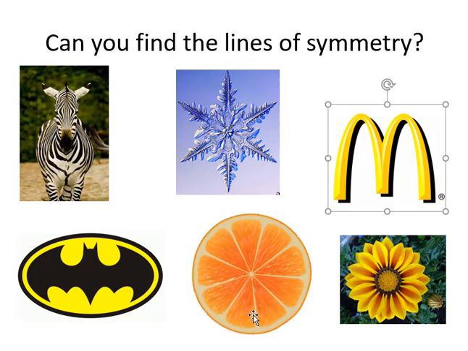Now this orange, if we assume each slice is the same size, then there'd be one line of symmetry here, one line here, 3, 4, 5, 6, 7, 8, and 9. And then this flower, there's so many lines of symmetry, I'm not even going to count because we'll be here all night counting.